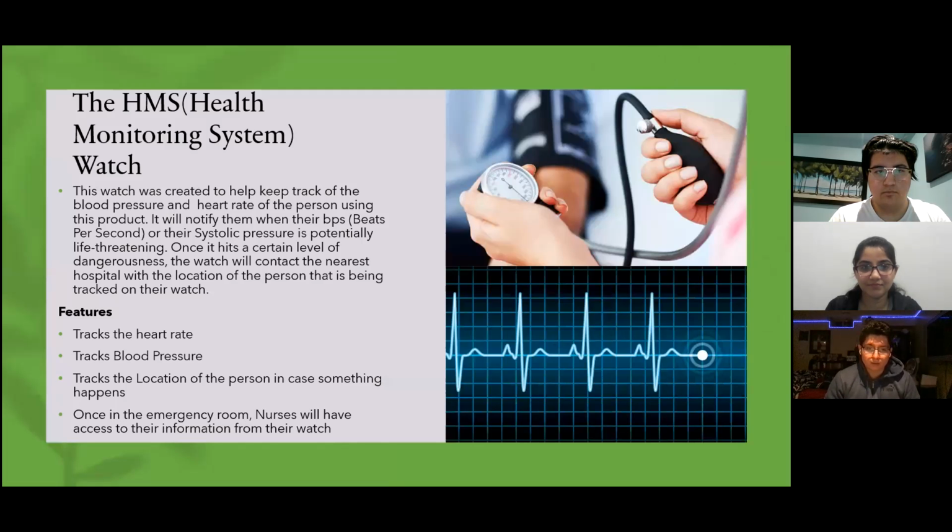The watch was created to help keep track of blood pressure and heart rate of the person using this product. It will notify them if their BPS or their systolic pressure is potentially life-threatening. Once it hits a certain level of dangerousness, the watch will contact the nearest hospital with the location of the person that is being tracked on their watch. Features such as tracking heart rate, tracking blood pressure, tracking the location of the person in case something happens. And once they're in the emergency room, nurses will have access to the information from their watch.